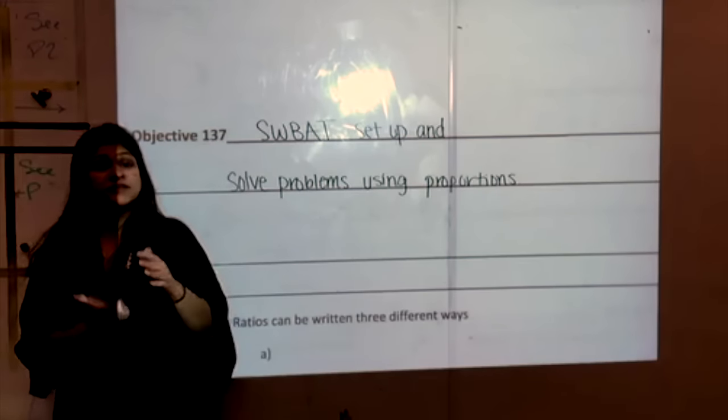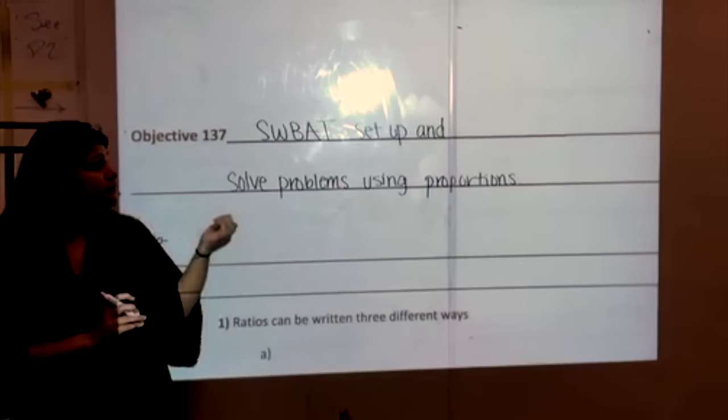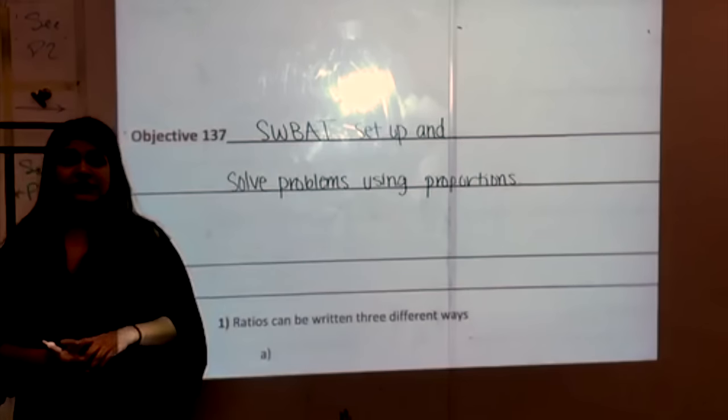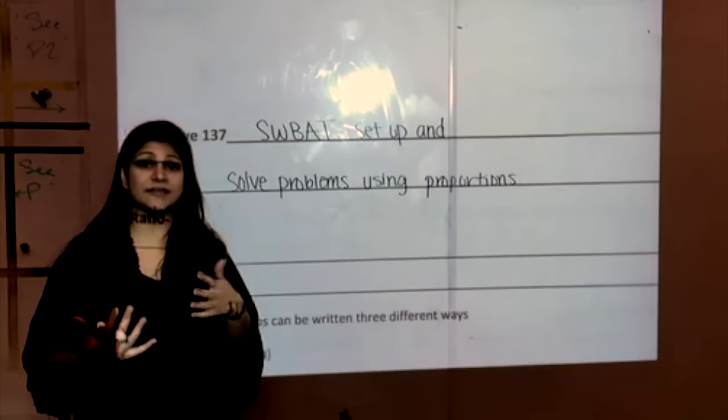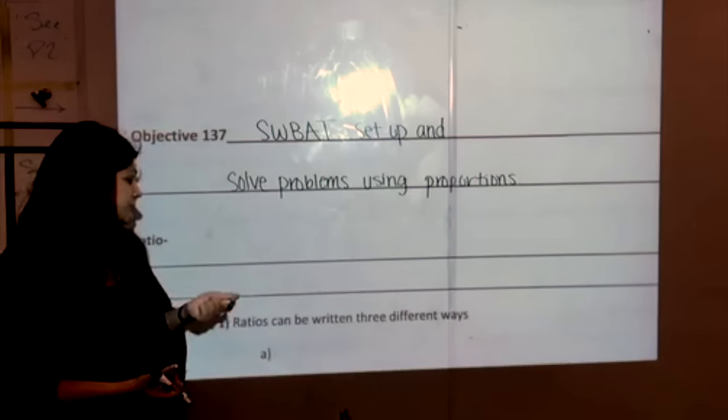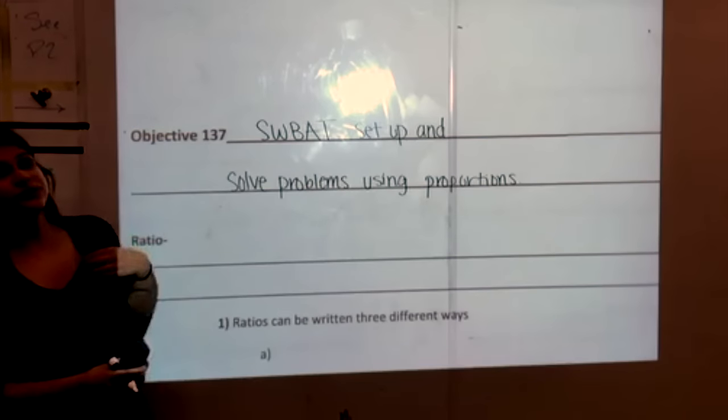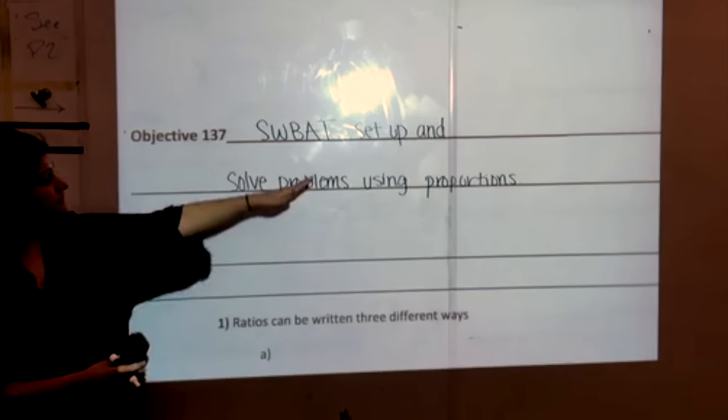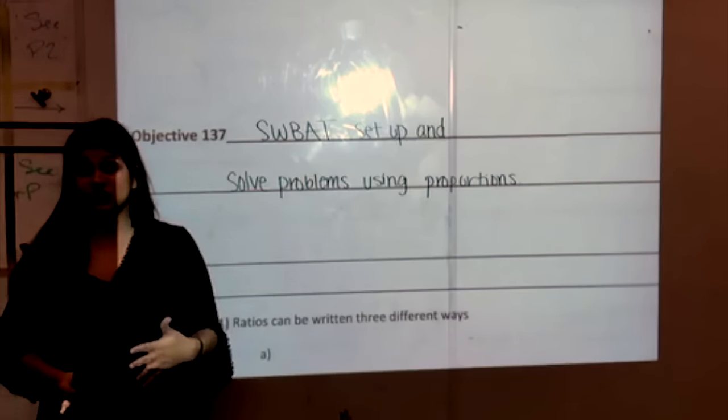Objective 137, students will be able to set up and solve problems using proportions. So we took a moment to talk about proportions in class, but let's do a really quick review. Hey guys, today we'll be doing Objective 137. Students will be able to set up and solve problems using proportions.